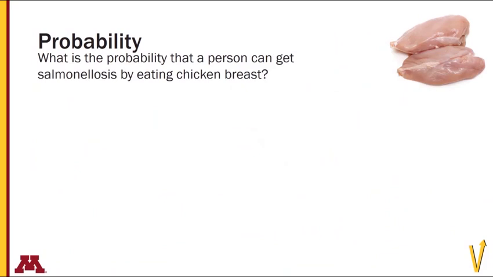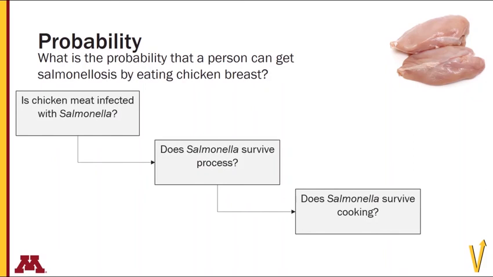Let's see these concepts in the context of quantitative risk assessment. So here we want to estimate the probability that a person is infected by Salmonella through eating chicken breast. The first thing we need is our scenario tree again. So that is, in this case, there are 3 events. The meat has to be infected by Salmonella. The agent must survive processing, and finally it must survive cooking. If these three events occur and a person eats this chicken breast, he or she will get infected.